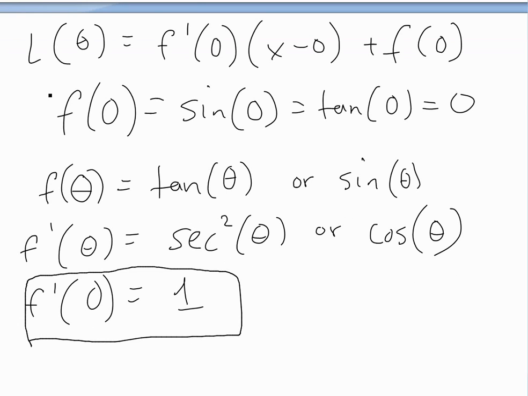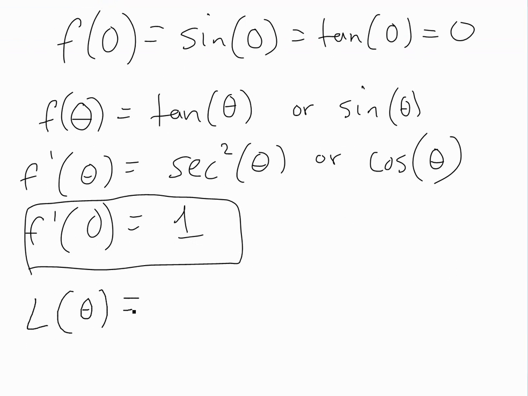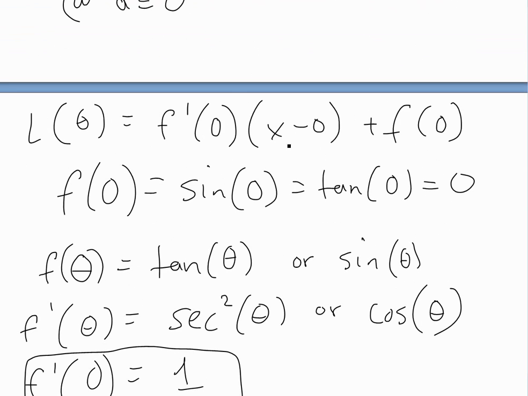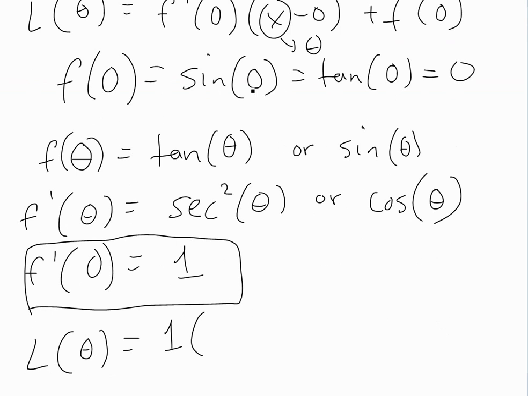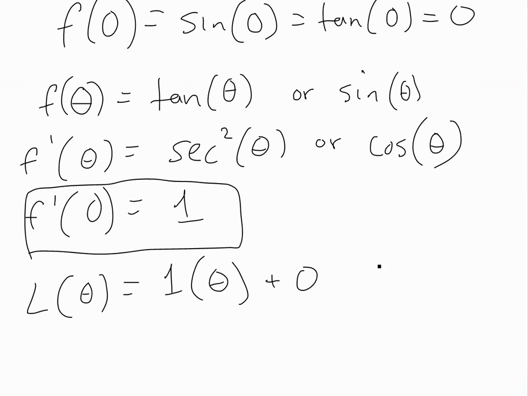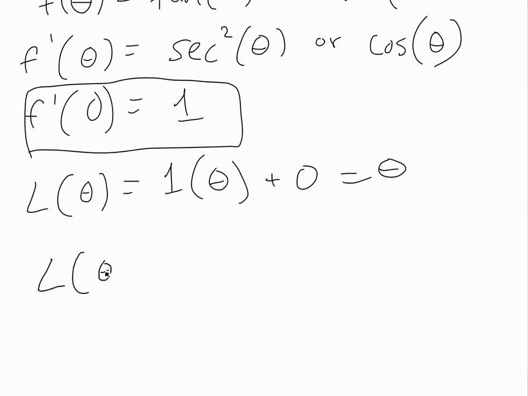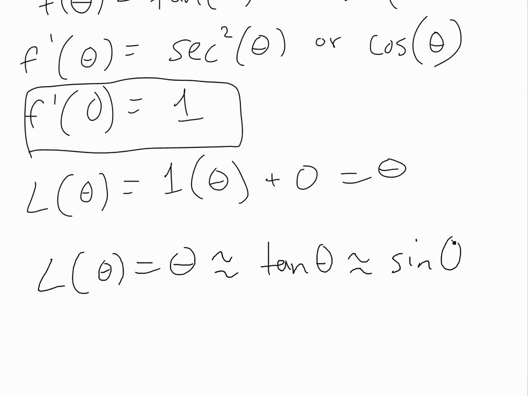Then if you plug this in here, we're going to get L theta is equal to 1 times theta minus 0 plus f of 0, which is 0. So we're just left with theta. The linear approximation near 0 is just theta. So L of theta is equal to theta, which is basically equal to tan theta and sine theta near theta equals 0.